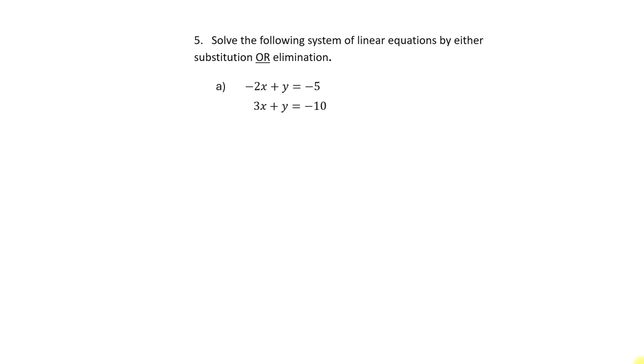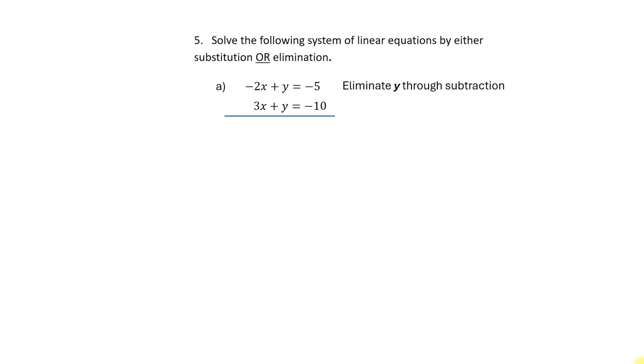Solve the following systems of linear equations by either substitution or elimination. Now for these 2 equations, we can see that both of them have the same coefficient for the y value. So it will be very easy to use elimination to get rid of the y value. So we're going to use elimination, and we're going to subtract.